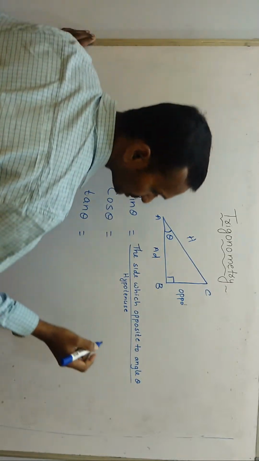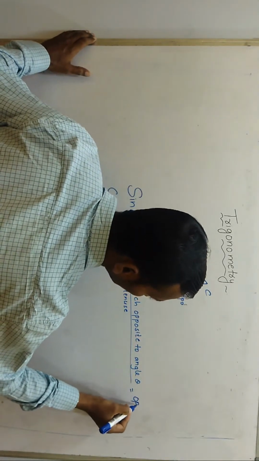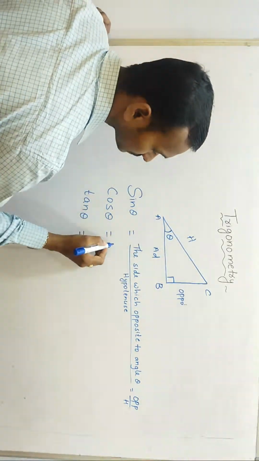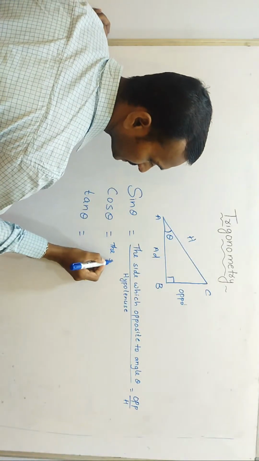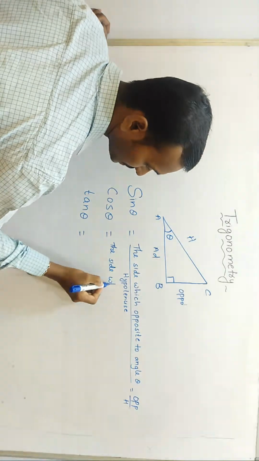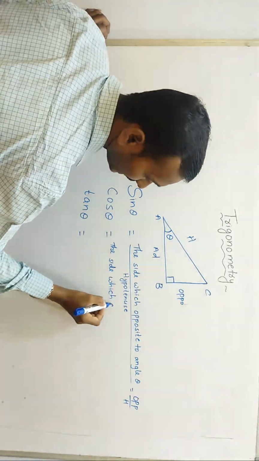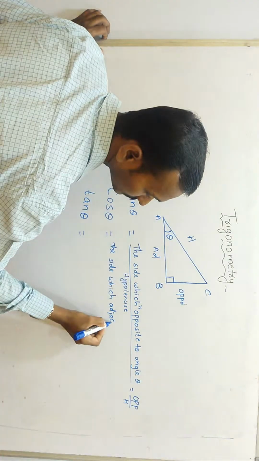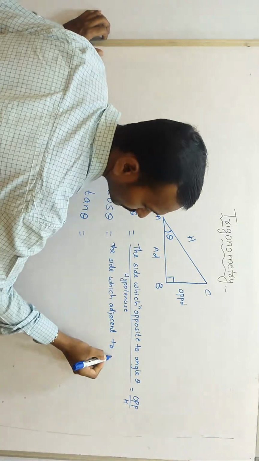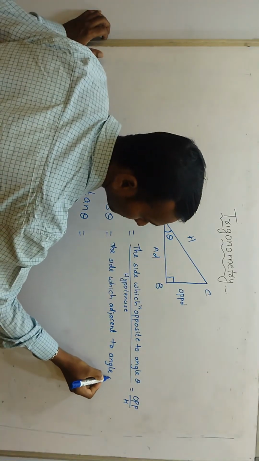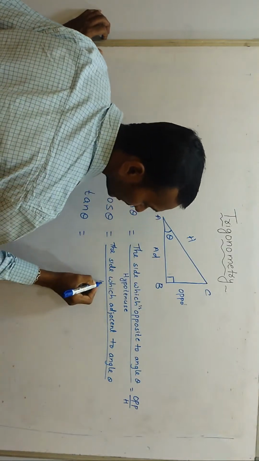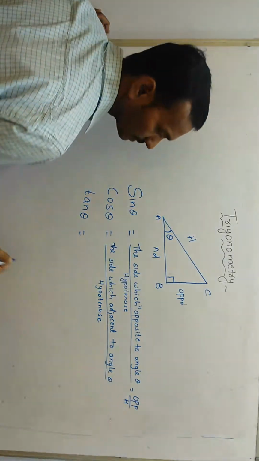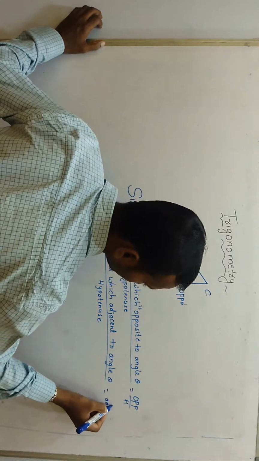So that is only opposite by hypotenuse. So now, what is cos theta? The side which is adjacent to angle theta by hypotenuse. That is adjacent by hypotenuse.